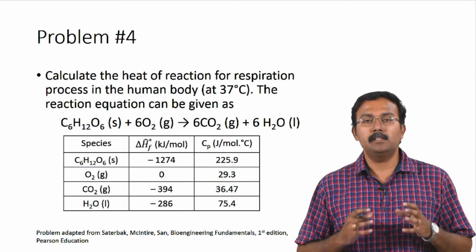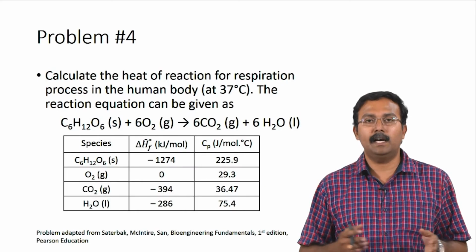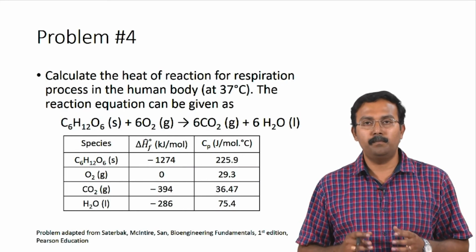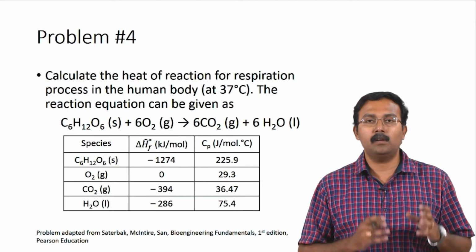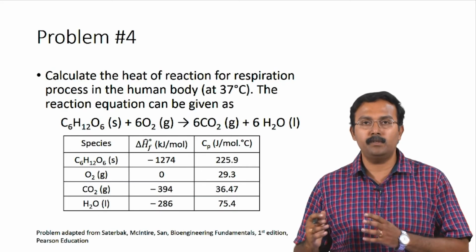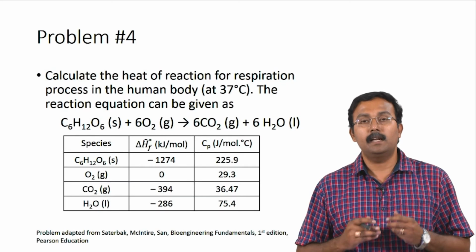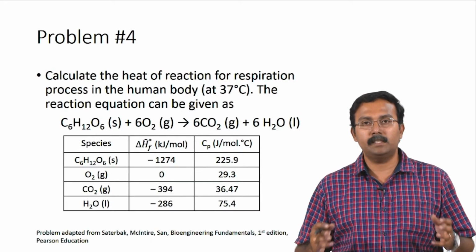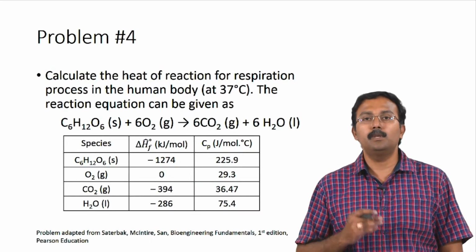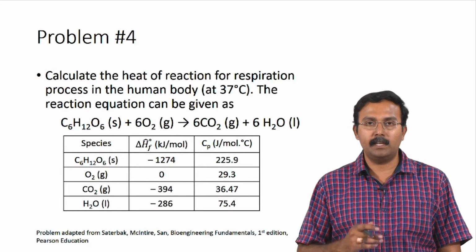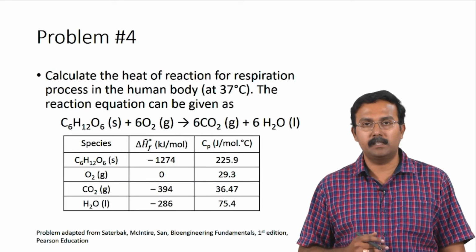So, now instead of a single step you actually have 3 steps. You would have to build this hypothetical path and calculate the change in enthalpy for the individual steps, and thereby calculate the total change in enthalpy for the process, which would be the heat of reaction for the given reaction at 37 degrees Celsius. Let us go ahead and solve this problem.